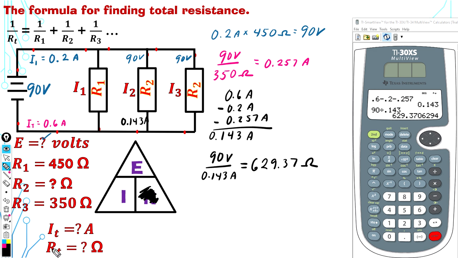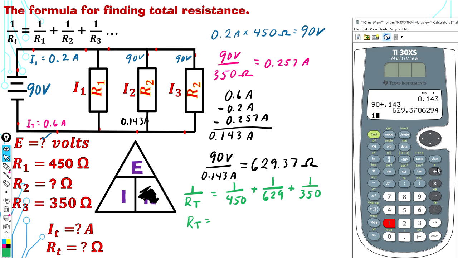Right? So now I can find my total resistance, the last step along the way. All right, so I've got 1 over RT equals 1 over 450 plus 1 over 629. And I'm just going to round this off to the nearest ohm. Plus 1 over 350. So RT equals 1 divided by 450 plus 1 divided by 629 plus 1 divided by 350.